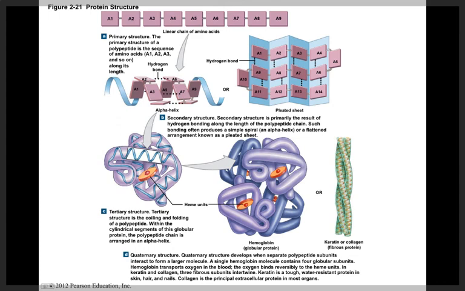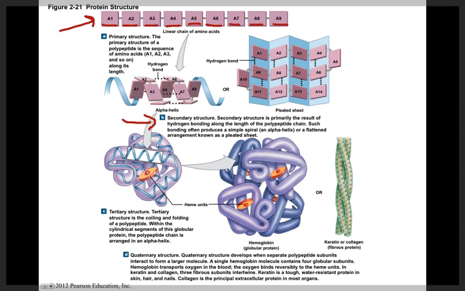Proteins can hold different shapes. A primary structure of a protein is just a straight linear chain of amino acids that are all held together by peptide bonds, and this is called a primary structure. So here's where we see the primary structure.